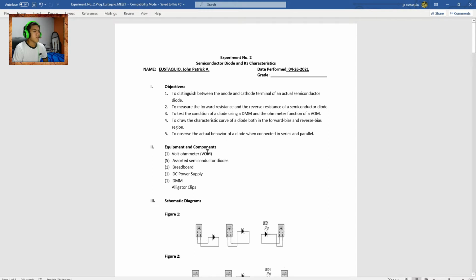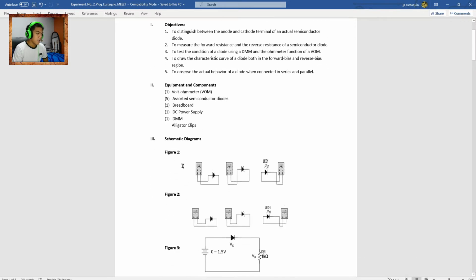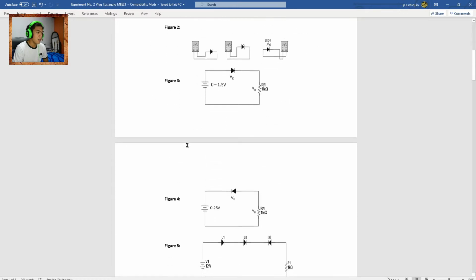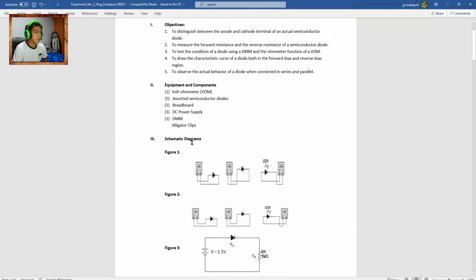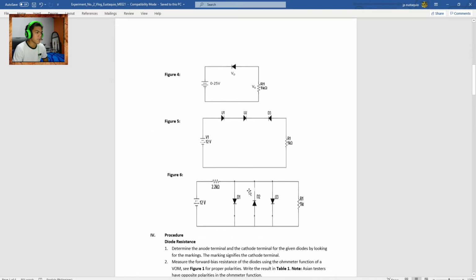Equipment and components to be used. Since this is an online experiment, we're going to use the Multisim app or multi-simulator software. Here are the schematic diagrams. There are 6 given figures: Figures 1, 2, 3, 4, 5, 6.